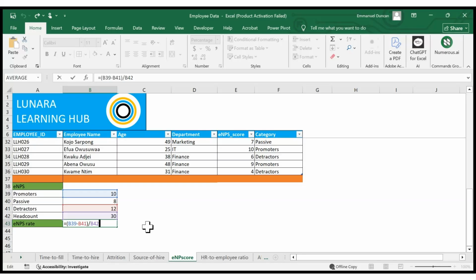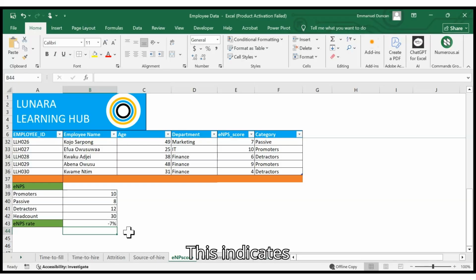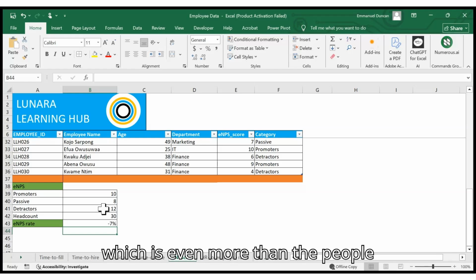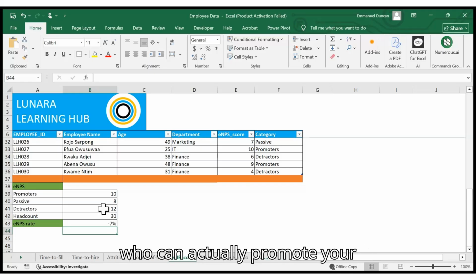So we have it here, -7%. This indicates that your brand perception among your employees is very low because, one, with the detractors, we have 12 people, which is even more than the people who can actually promote your brand.